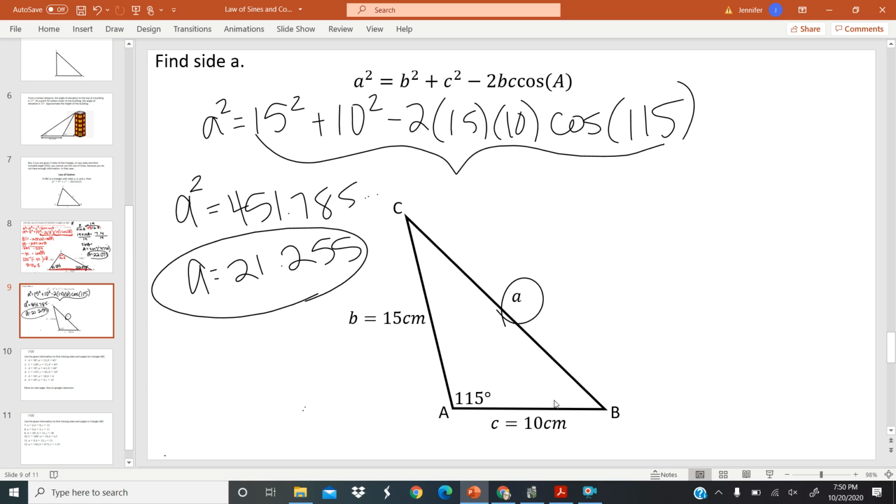And that is all for whenever you have the side angle side case. And then you can also find the other 2 angles. And at that point, you should have enough information to be able to use the law of sines to find the other 2 angles. So that is about all for the law of sines and cosines.